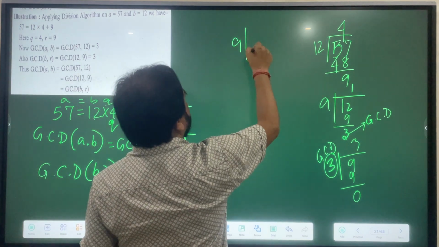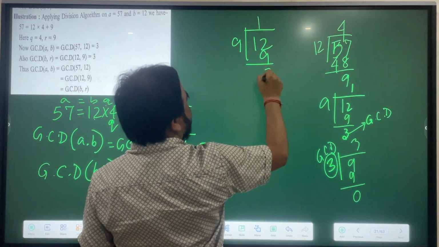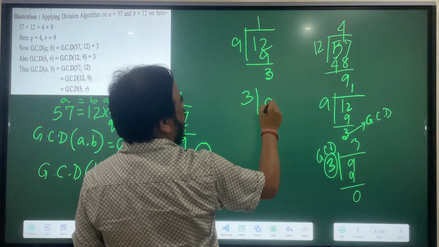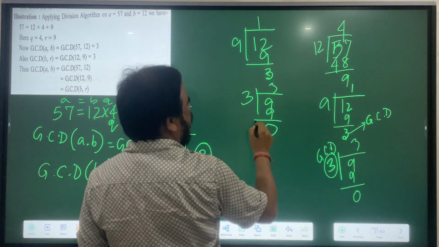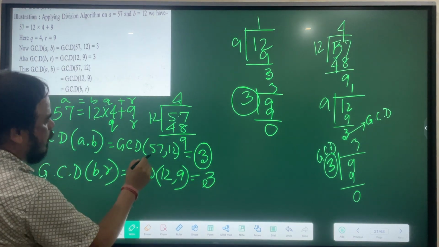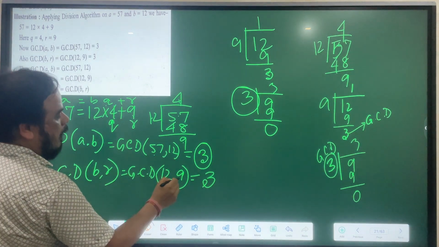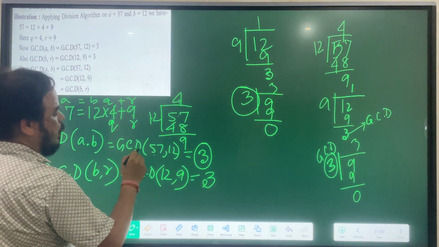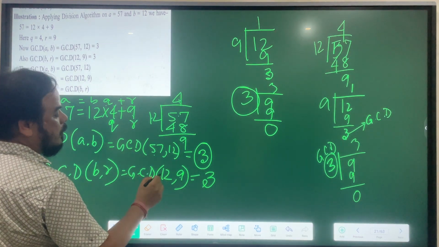Okay, by 9 we divide 12. 9 1 are 9. 3 by 3 we divide again 9. 3 3 are 9. 0. So this is the GCD. So this one also. This is A, B, this is B, R. Whatever we get as GCD of A, B, same thing we will get as GCD of B, R.